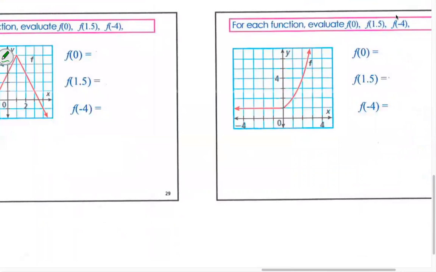So here's what we did. We put a point on our x-axis, and then we traced it up, and we got 1. Then we made a point at 1.5, and we traced it up, and we got 3. Then we made a point at negative 4, and we traced it up, and we got 1.